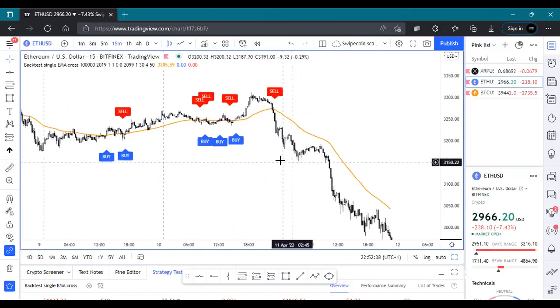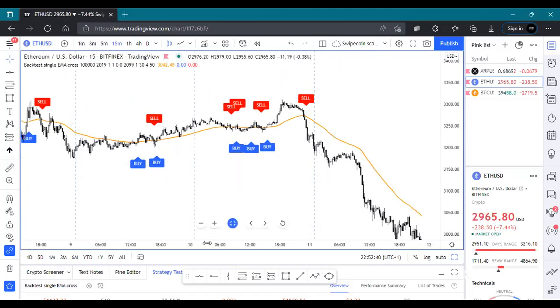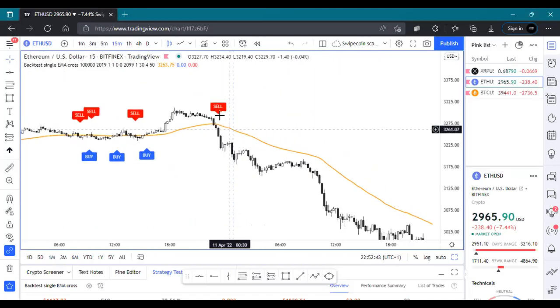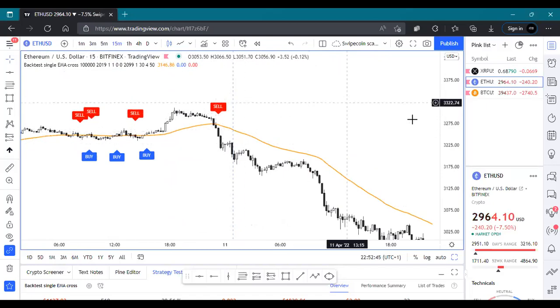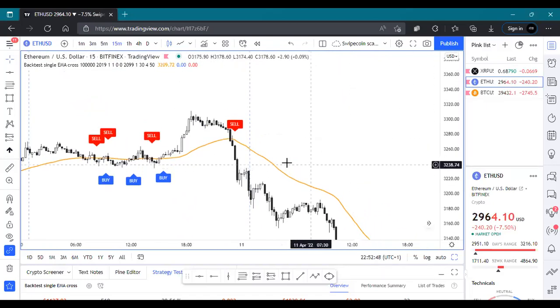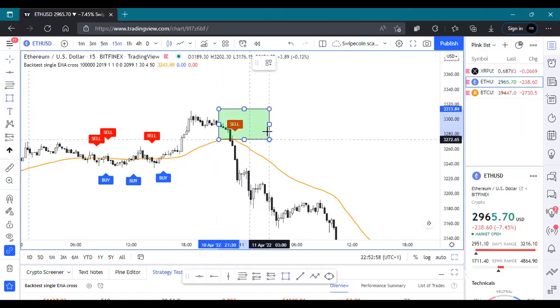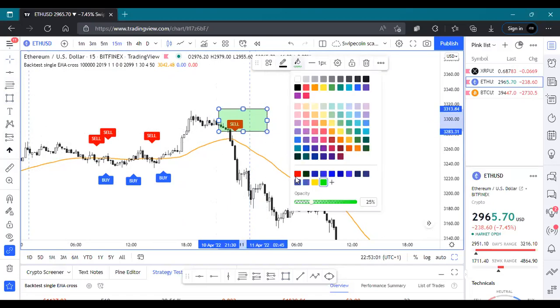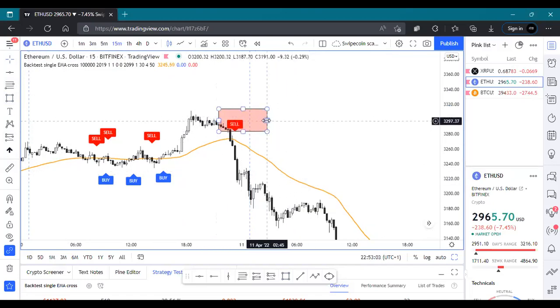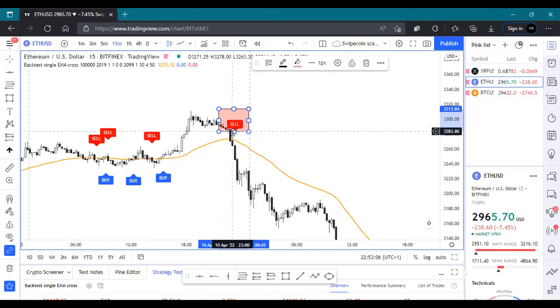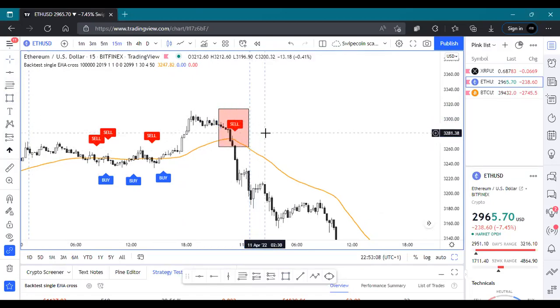So normally how this works is that whenever the market breaks and closes below the EMA, when it breaks and closes below the 50 EMA, we always have this notification. If it breaks and closes below the EMA, we'll have what? Sell. We always have a sell notification.